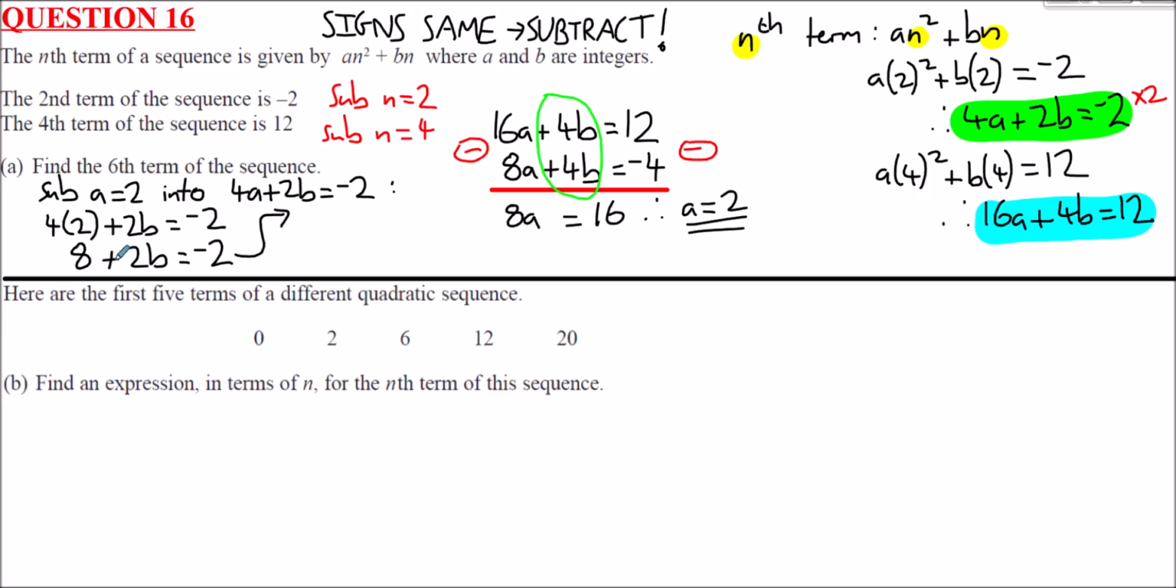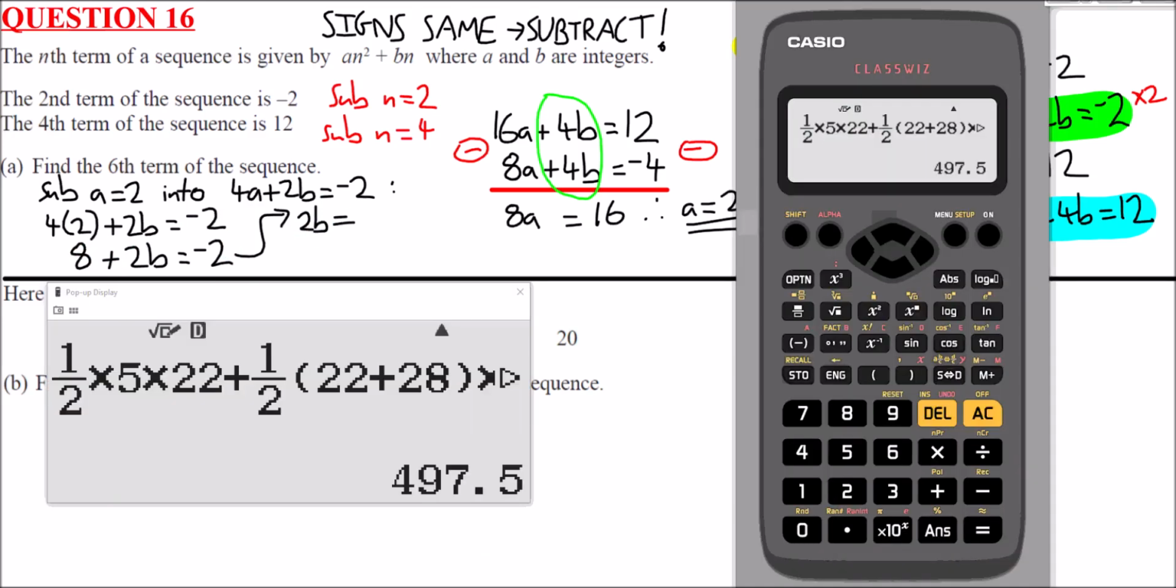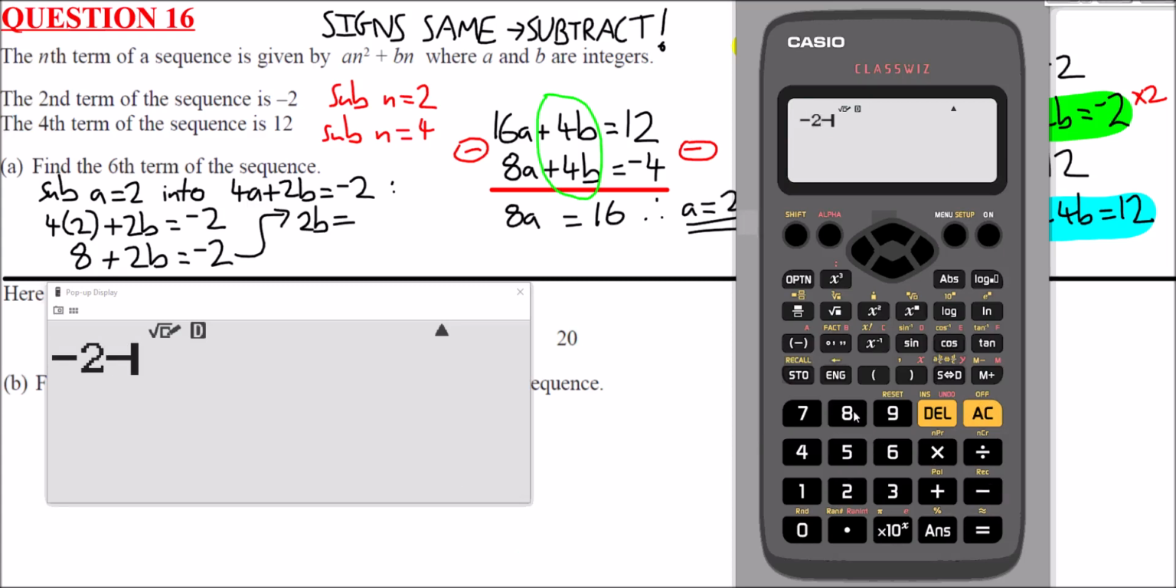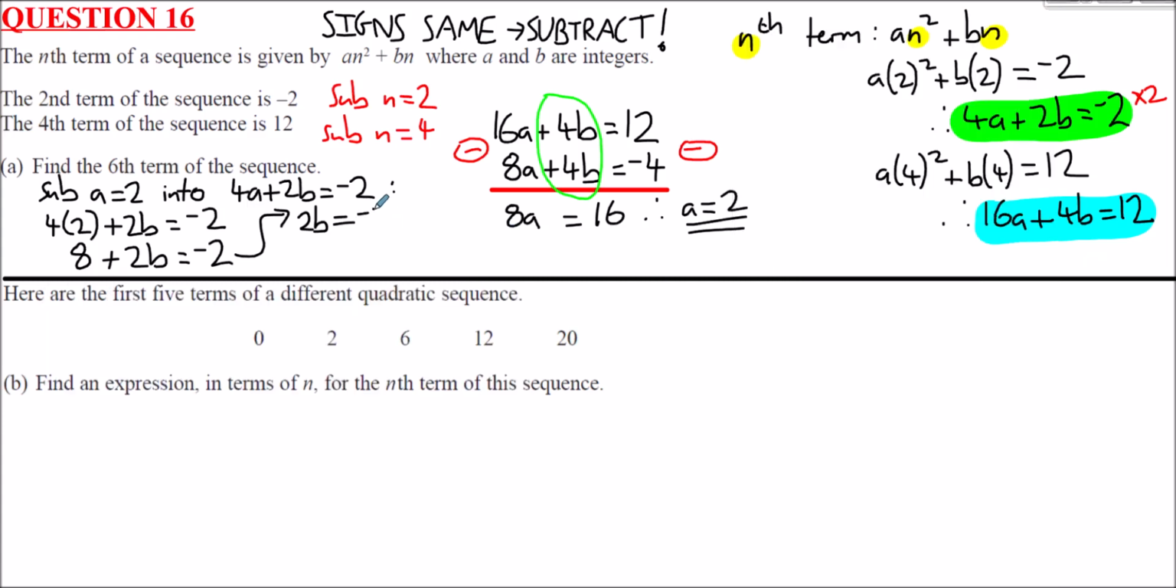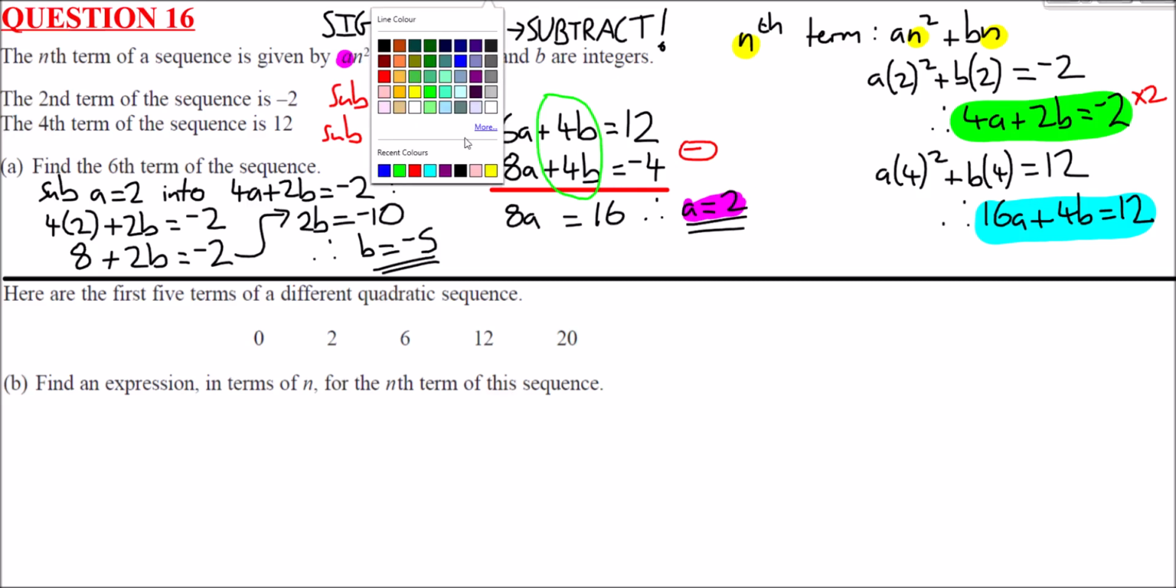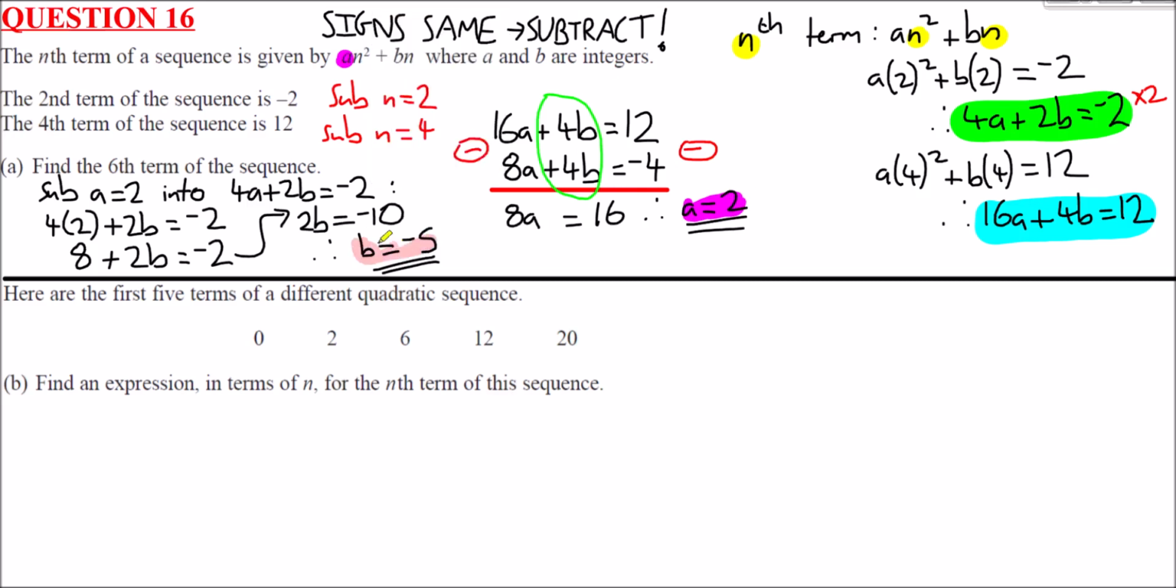If I subtract 8 from both sides, swap side, swap sign, 2b will be minus 2, take away another 8. Check on a calculator if you don't like negatives, minus 2 minus another 8 will be minus 10. Finally divide by 2, we see that b equals minus 5. So the final step is to actually just put this back in. So we've worked out now what a is. So if this sequence a is 2, and we've also worked out that b is minus 5.